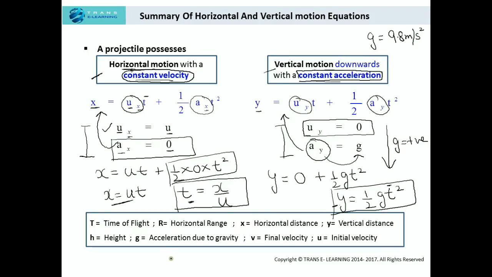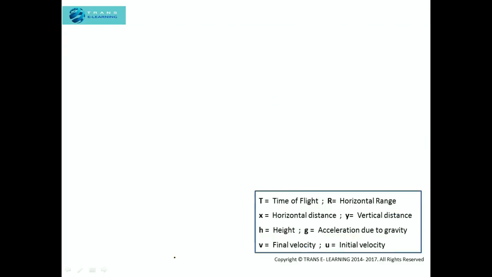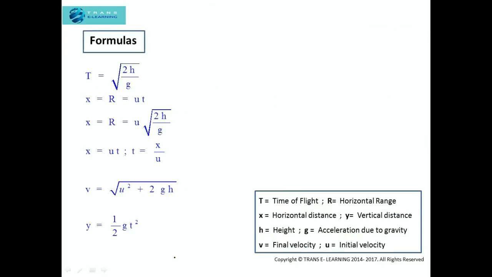Now we have understood the horizontal as well as the vertical motion equations. Let us review the formulas as well as the SWAT equations. First of all, the formulas. Before proceeding to the formulas, I would like to tell you what is meant by the different alphabets used here for different parameters. Capital T stands for time of flight. Sometimes we will be using the small t also. R stands for the horizontal range. X stands for the horizontal distance. Y stands for vertical distance. H stands for the height. G stands for acceleration due to gravity, V stands for final velocity, and U stands for initial velocity.